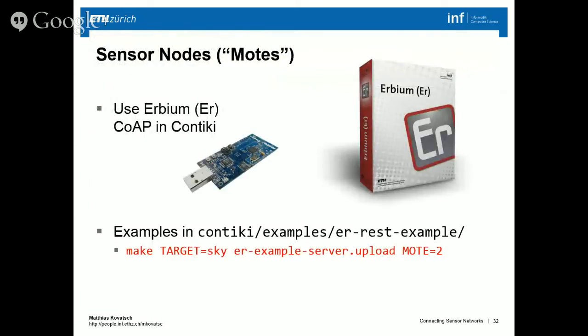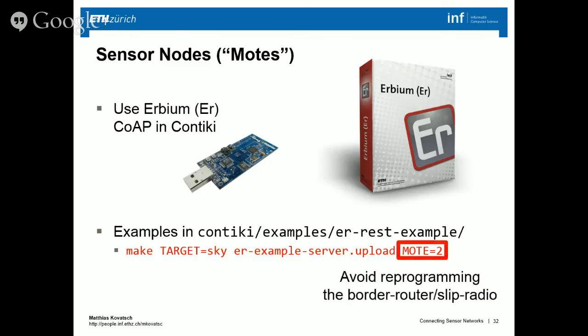And the best way to start is, I would say, using Erbium. It's the CoAP implementation in Contiki, and it provides you a nice interface already to interact with the sensors, for instance, that are included on the T-Mote Sky. So it's located in examples, er-rest-example, and there, for instance, you can just do a make TARGET=sky er-example-server.upload, and here you can add MOTES=2.